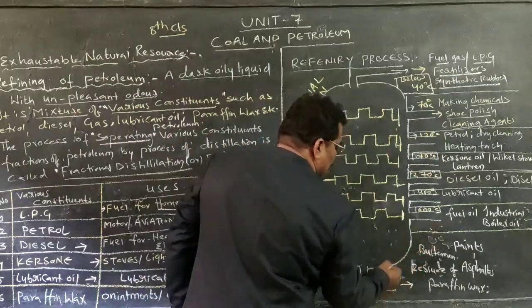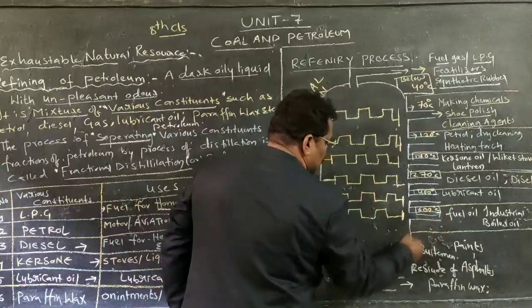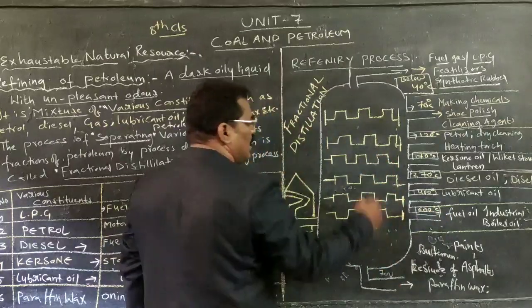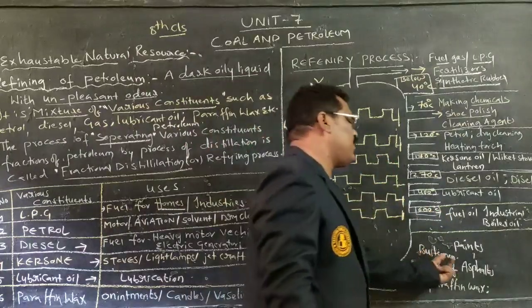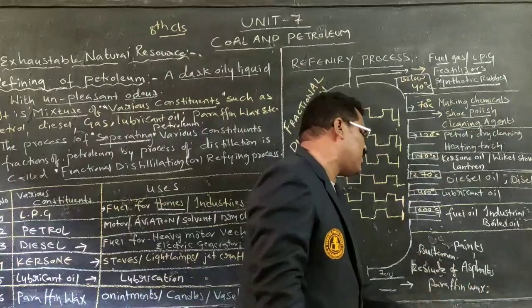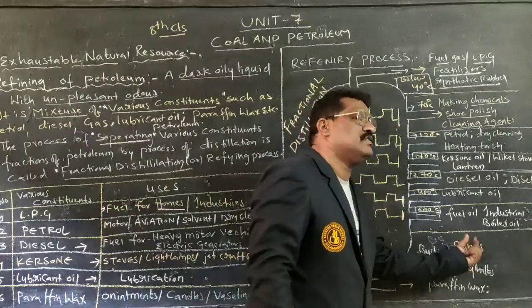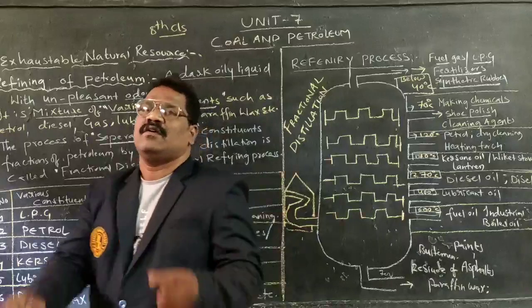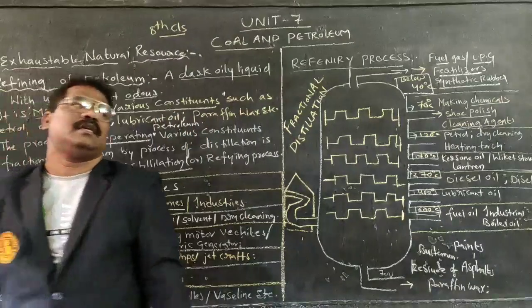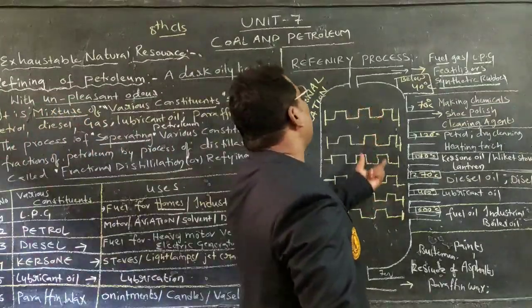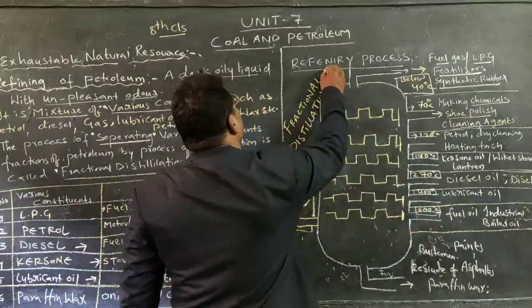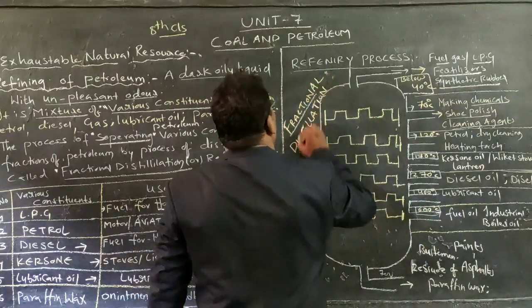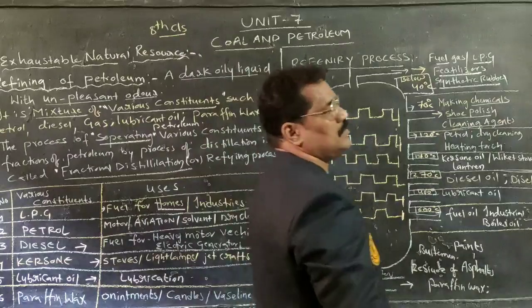And again, at temperatures heavier than 600, at 700 to 800 degrees centigrade, residues such as asphalt, paraffin wax, bitumen, paints, and so on are left. They are taken away as residue. These are all the products which can be segregated by the fractional distillation process.